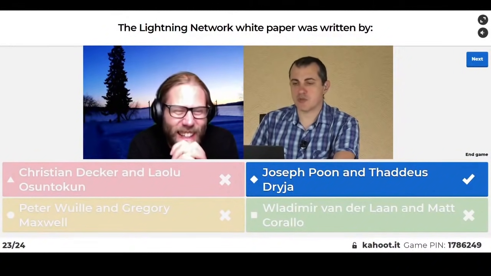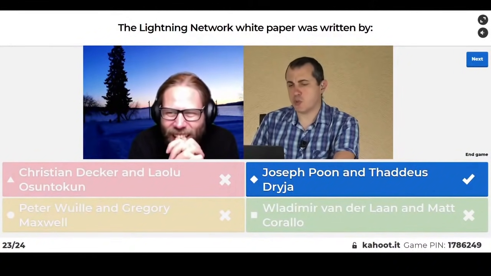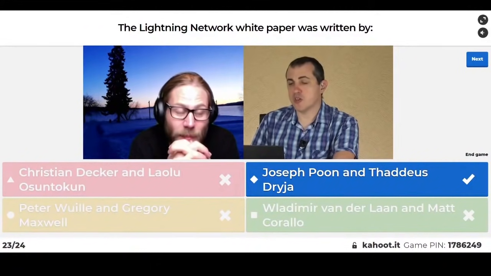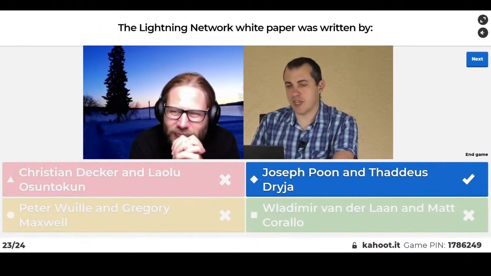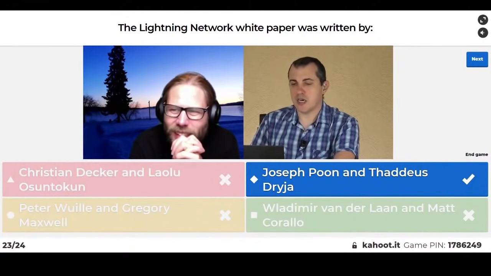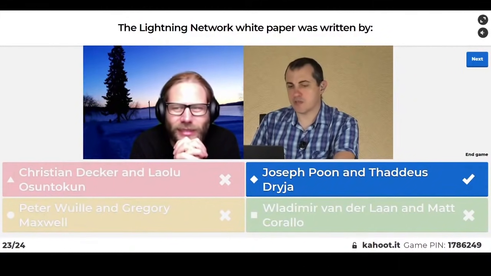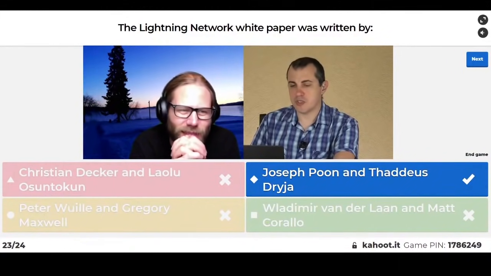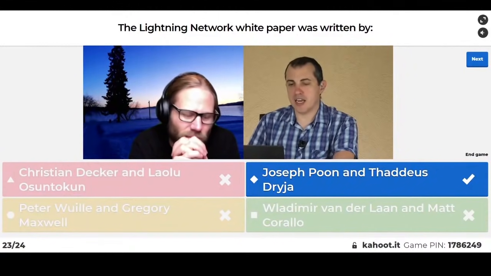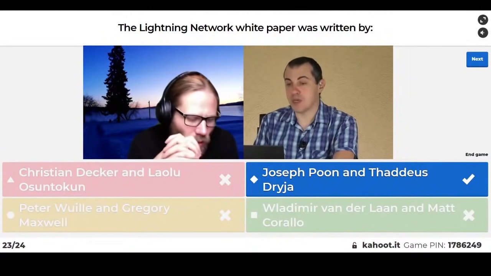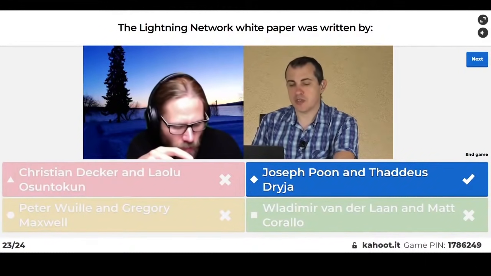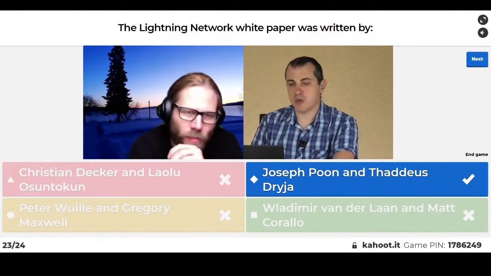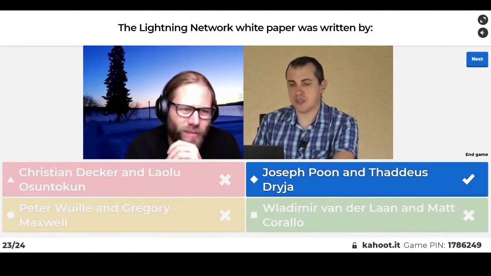Joseph Poon and Thaddeus Dryja wrote the Lightning Network paper in 2015, was it? Although a lot of the other names you will recognize from the Bitcoin community, from core developers, from developers in Lightning. Olaoluwa Osuntokun, of course, is our co-author for the book, the CTO of Lightning Labs. And Laolu and Christian Decker have actually written papers together about various forms of channel construction. Christian Decker is one of the most prolific minds in the Lightning Network space.